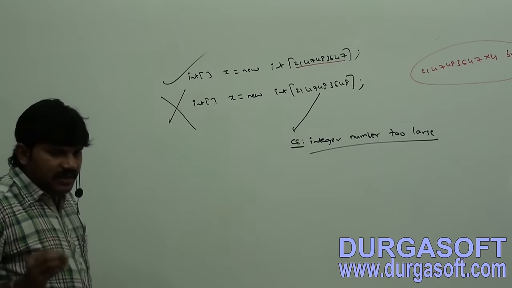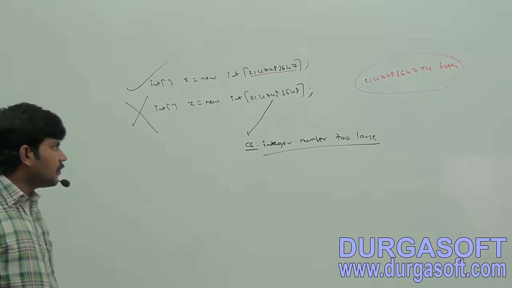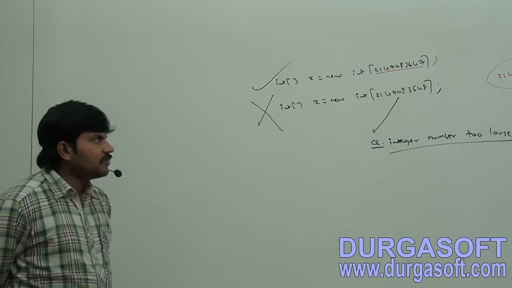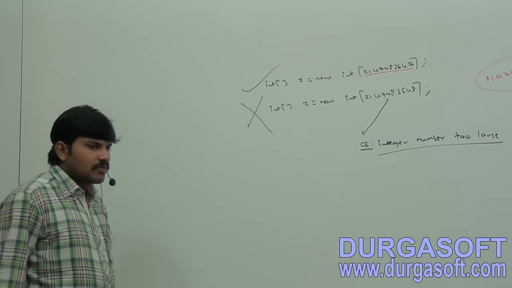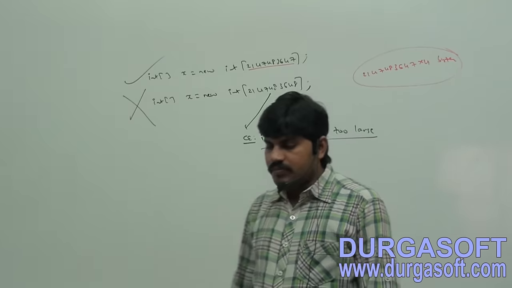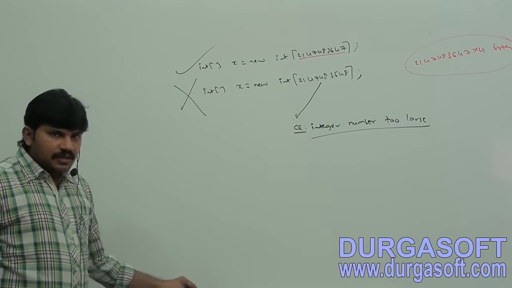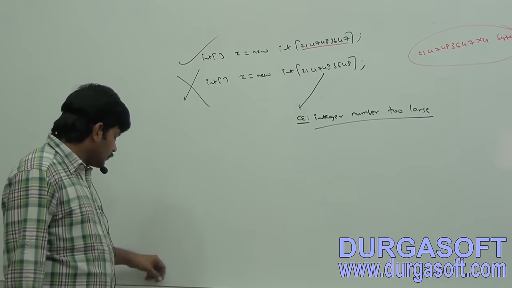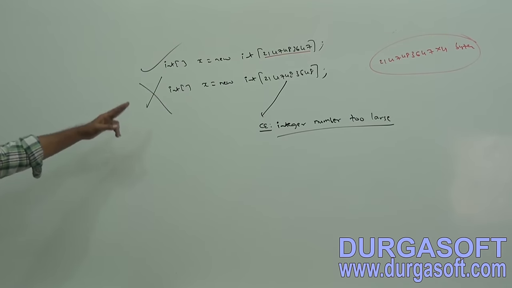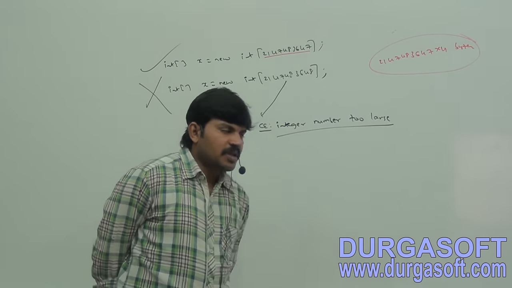The maximum allowed array size in Java is 2147483647, which is the maximum value of int data type. Take both examples: the first one is valid, but the second one is invalid. Integer number too large, a compile time error we are going to get.